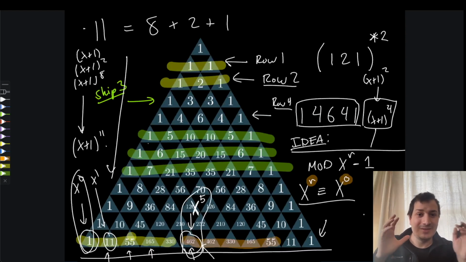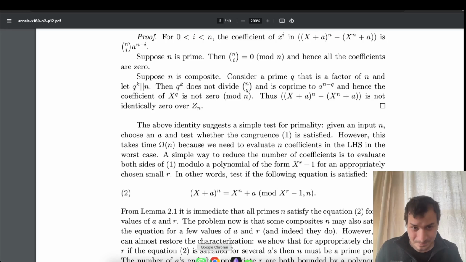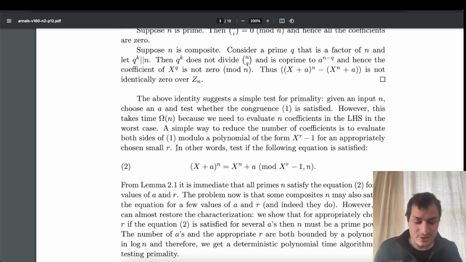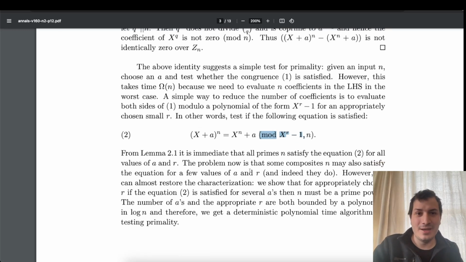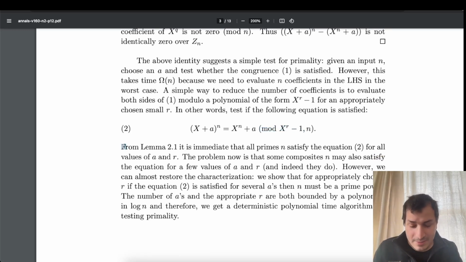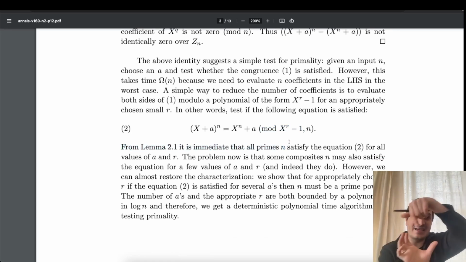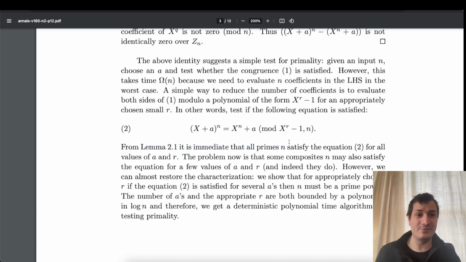So they've described it in terms of algebra. I've described it here in terms of looking at Pascal's triangle. And they have a nice sentence about this. So they say, so in other words, we test if this is true, they're taking it mod x to the r minus 1. This is why they wrote it this way. It's really easy to write down. From lemma 2.1, it is immediate that all primes n satisfy this equation. So if you have a row of all zeros and you do the stacking thing, stacking it on top of itself, then for sure it's still all zeros, you're good.